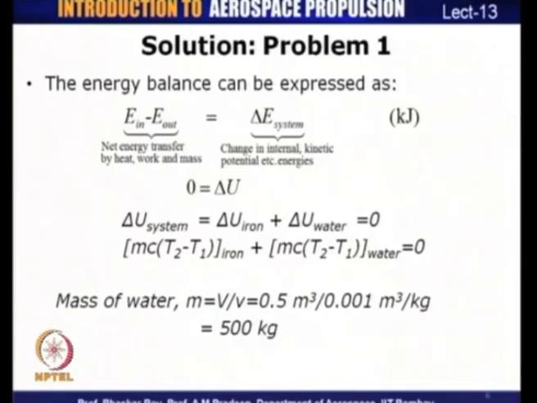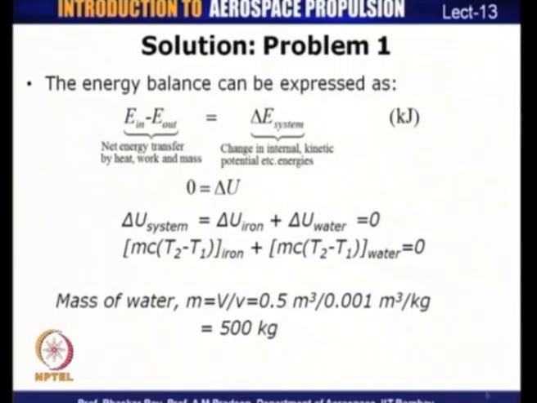Now, we have already looked at the energy balance, which is again a consequence of the first law of thermodynamics. So, energy balance can basically be expressed as: the net energy transfer by heat, mass or work interaction will be equal to the change in internal, kinetic and potential energies of the system. That is, E in minus E out is equal to delta E of the system.